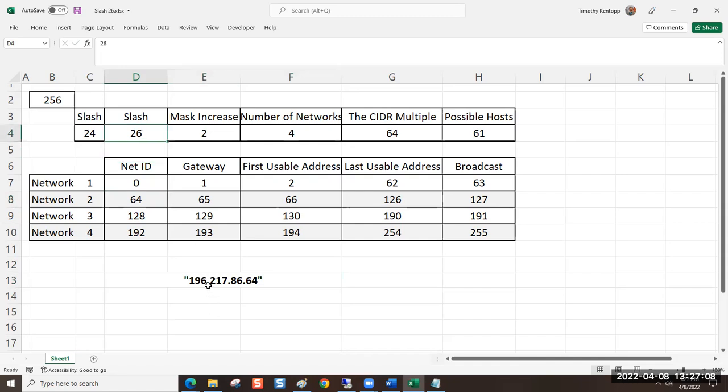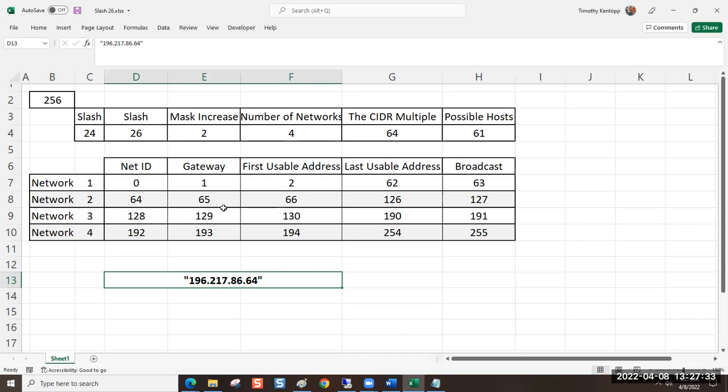196.217.86.64/26. That's my new network identity. Now, what is the gateway for that network number 2? Well, it's one more than the network identity. If the network identity is .64, the gateway is .65, right?